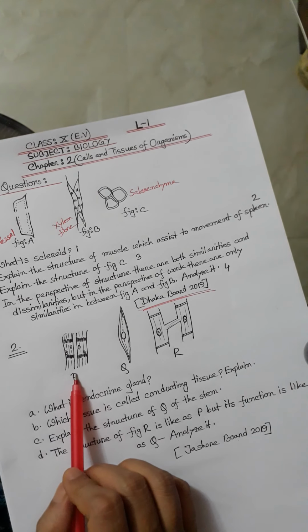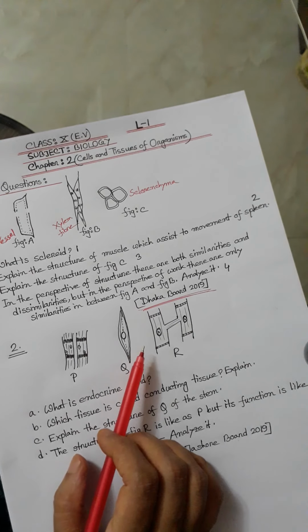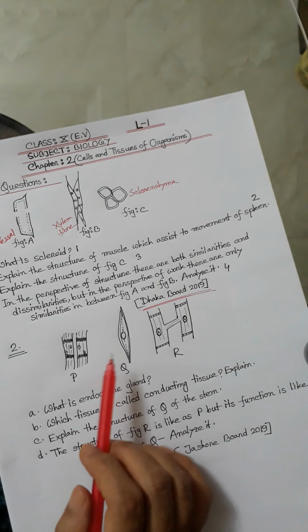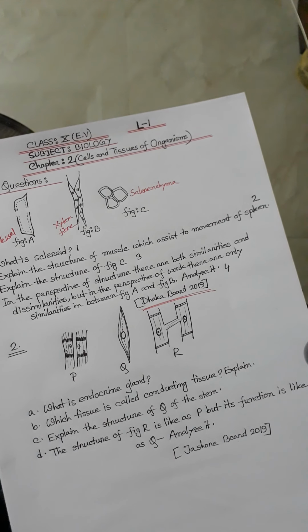Here P is voluntary, Q is involuntary, and R means cardiac muscle. Okay, voluntary, involuntary, and cardiac. Okay, I think all of you are clear.